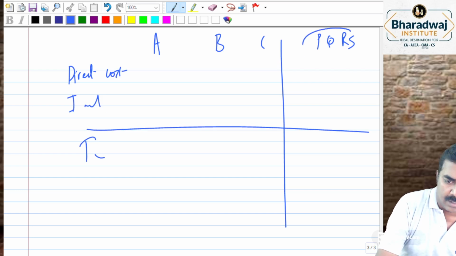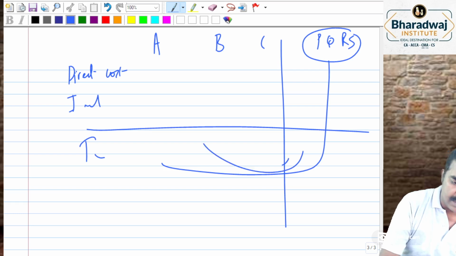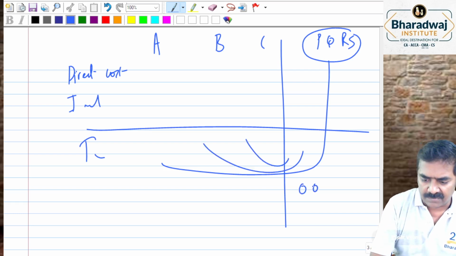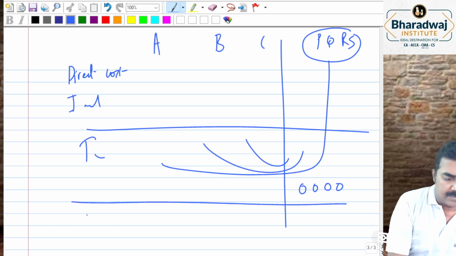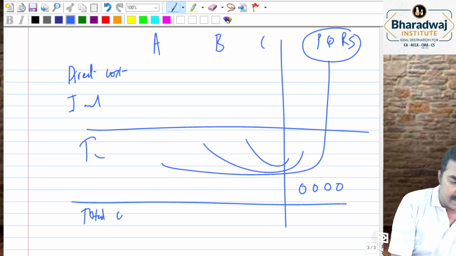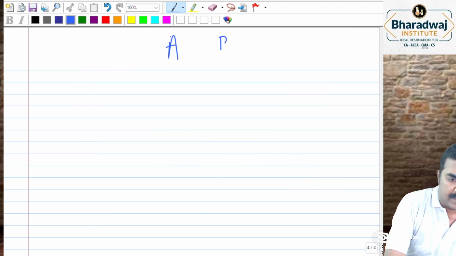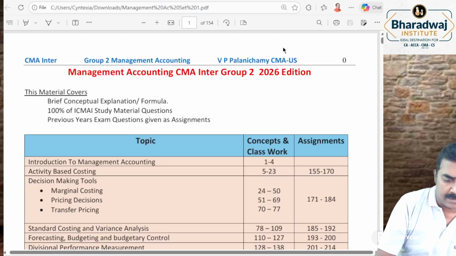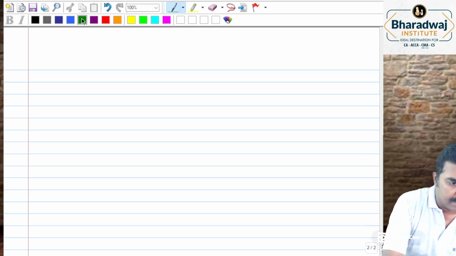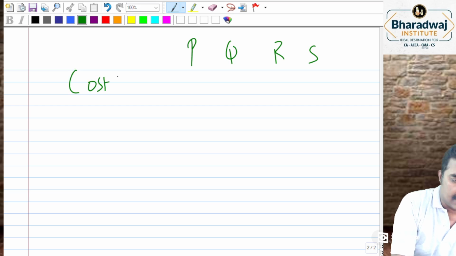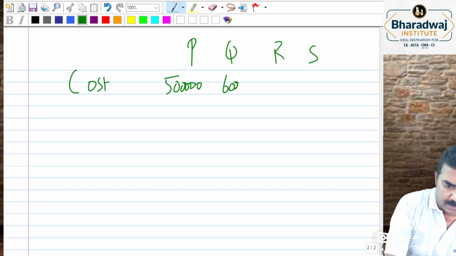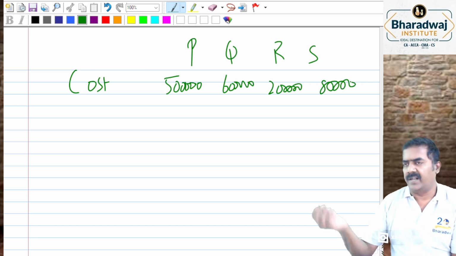And the total cost of which department? PQRS is reassigned to production department. The cost of service department becomes what? 0. After working out total cost, including service department cost, we get, let's assume after that we got for A, B, C. What is getting eliminated? What are the production departments? P, Q, R, and what? Yes, let us assume the cost comes to 5 lakh rupees for P, 6 lakhs for Q, 2 lakhs for S, and 80,000 for R and S, like that.